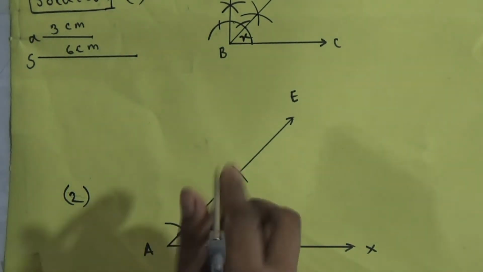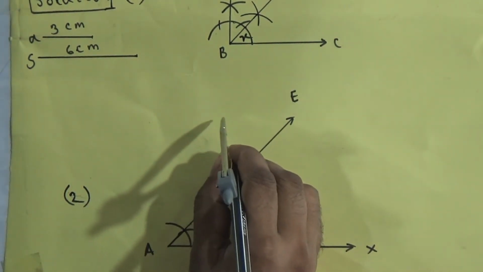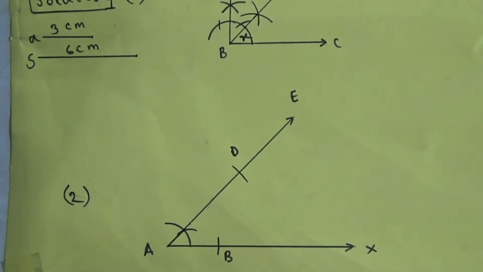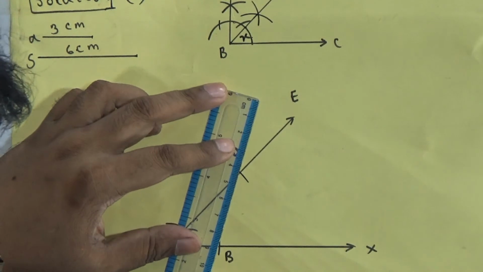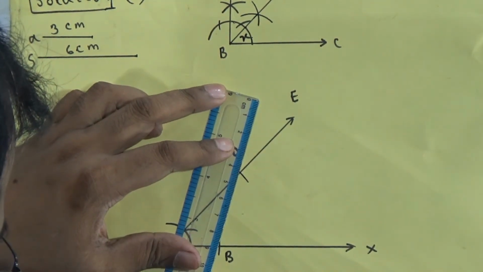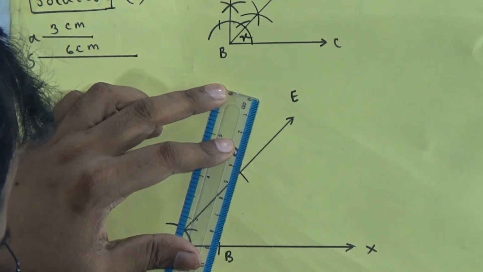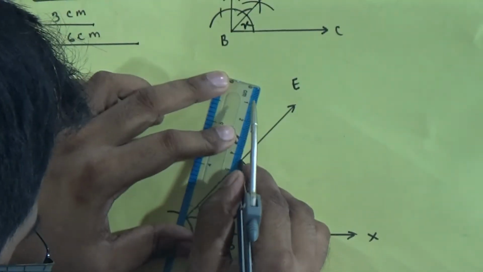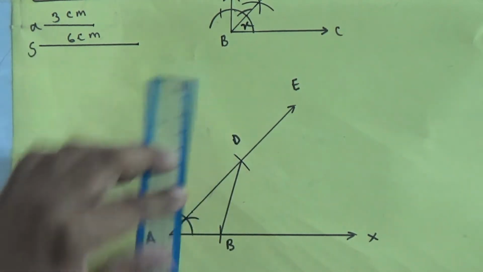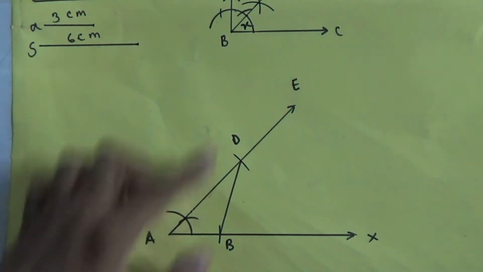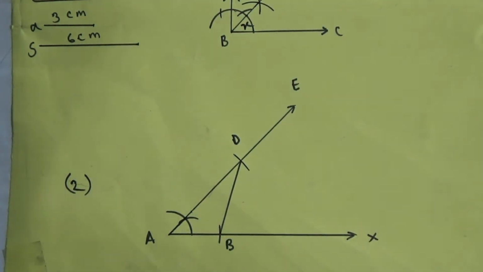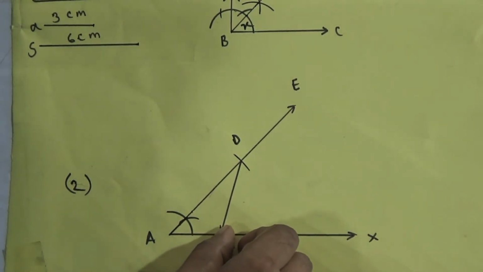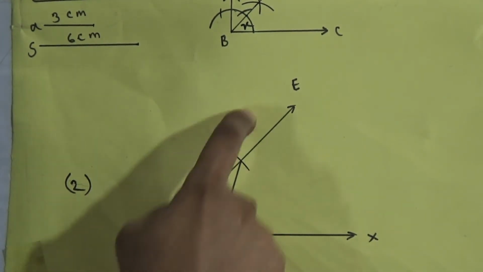The name of this line segment is AD. Now we'll join the point B and D. Okay, now we have got an angle at the point D, which name is ADB. Now we will draw an angle at the point B, which measurement will be the angle ADB.